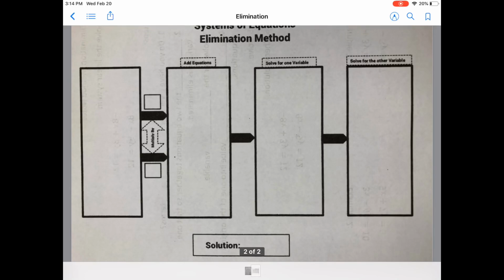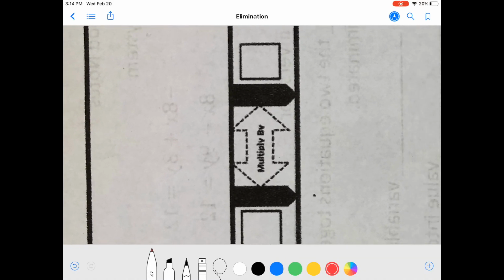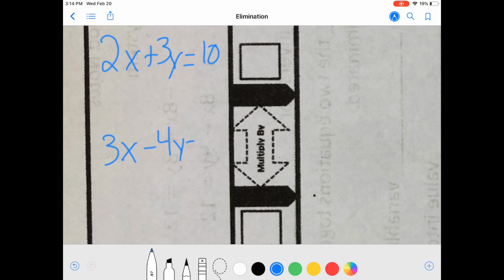In this video, I want to go over what you do if you do not have inverse or identical terms to eliminate. So in this one, we were given two equations. First we had 2x plus 3y equals 10, and we had 3x minus 4y equals negative 2.